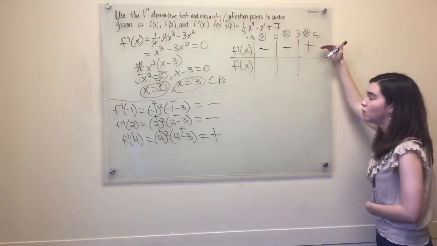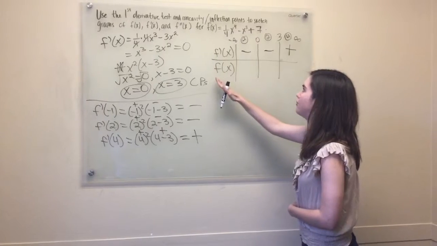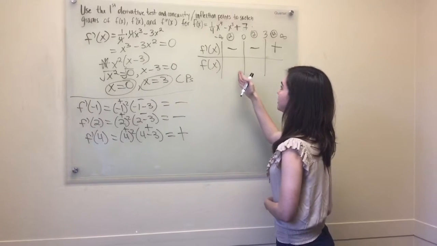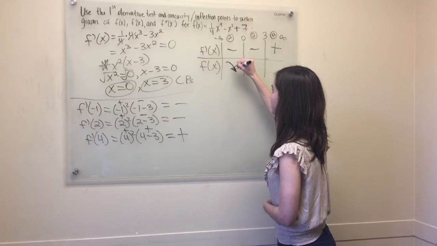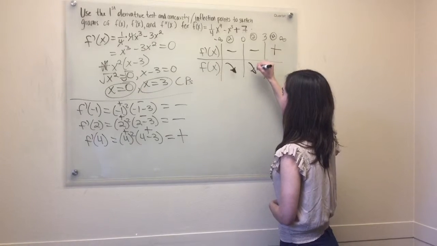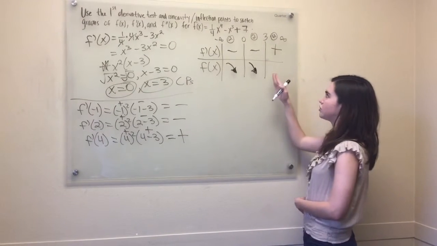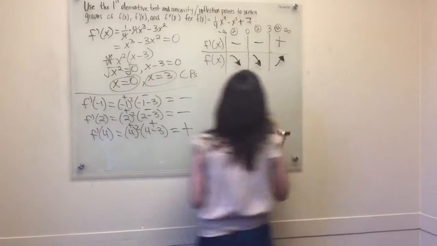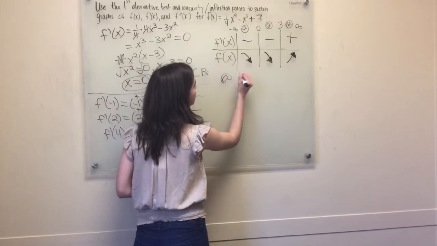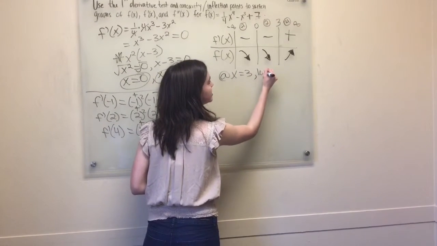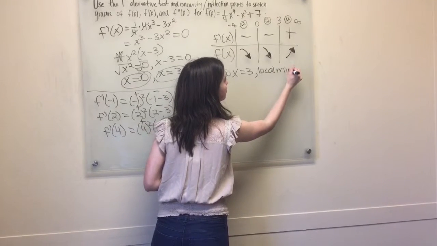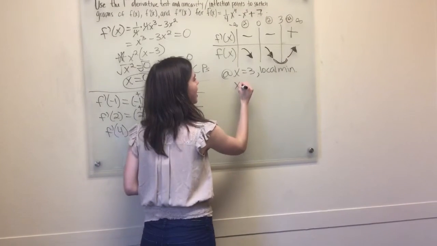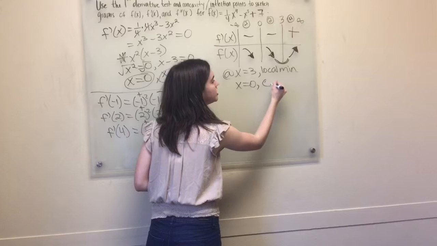These signs now help us determine where f(x) is increasing or decreasing. On this interval, f(x) is decreasing. On this one, it's decreasing. And from 3 to positive infinity, it's increasing. So from the chart, we can see that at x = 3 there is a local minimum. And at x = 0, it is just a critical point.